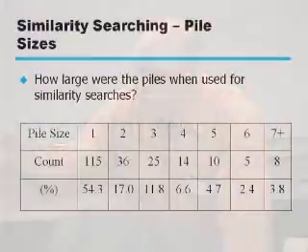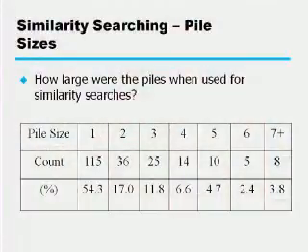And the mean number of piles they used was 3.5, but ranging from 0 right up to 11. So one user actually used every pile that they generated for similarity searching.